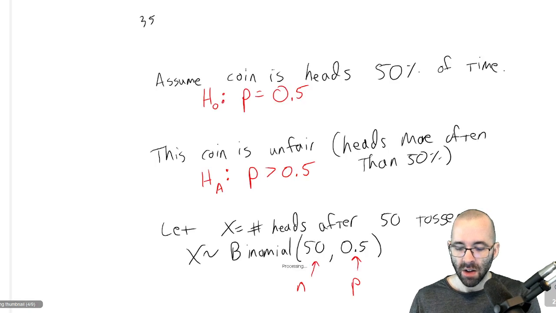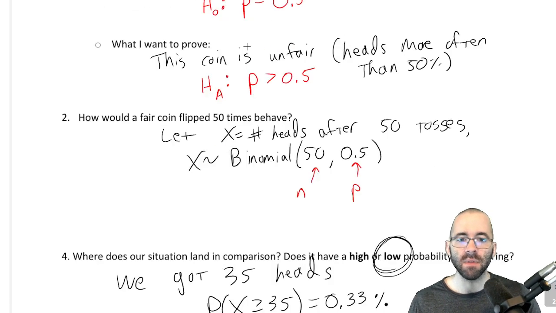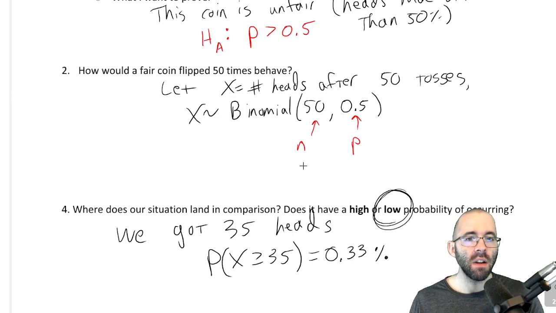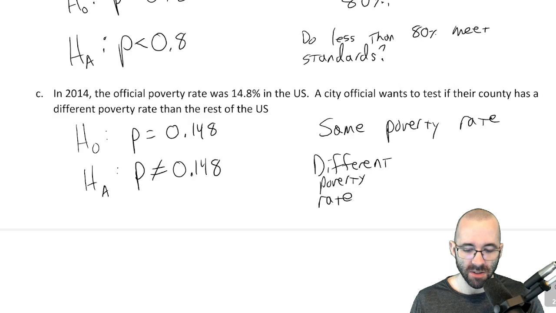Okay? And we did kind of do something a little similar with the coin tosses. We built this model based on our assumption that the coin was fair. And then we compared our evidence of 35 heads to this model. And that was really unlikely. That was far away. And that's why we were suspicious.